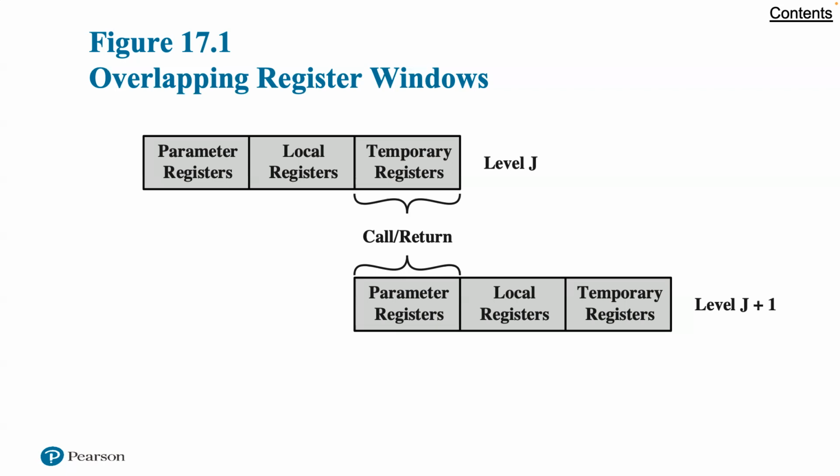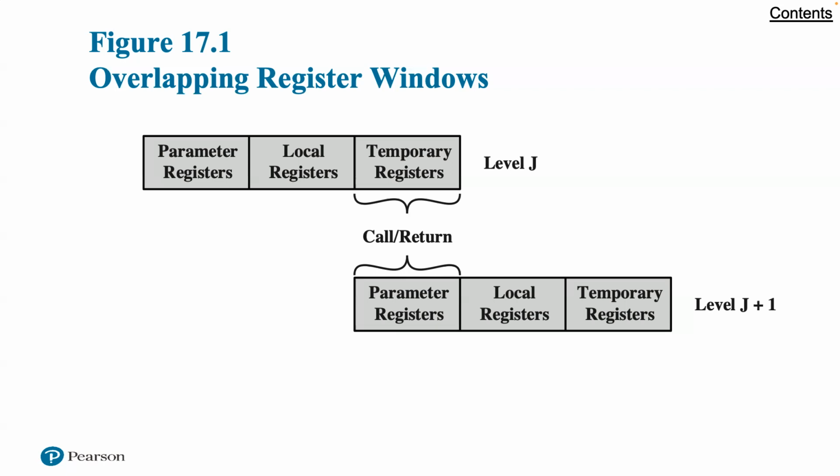Temporary registers are used to exchange parameters and results with the next lower level, that is a procedure called by the current procedure. The temporary registers at one level are physically the same as the parameter registers in the next lower level. It's useful to state again, the temporary registers at one level are physically the same as the parameter registers at the next lower level. This overlap permits parameters to be passed without the actual movement of data.